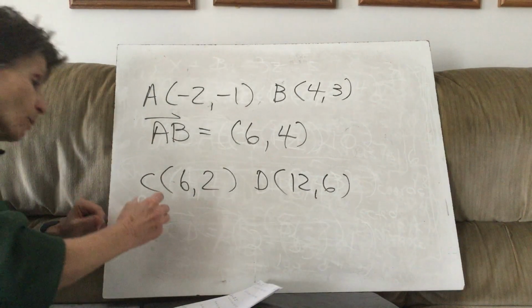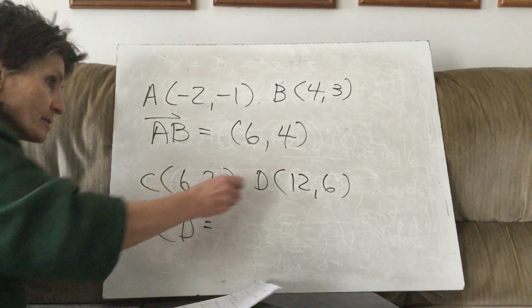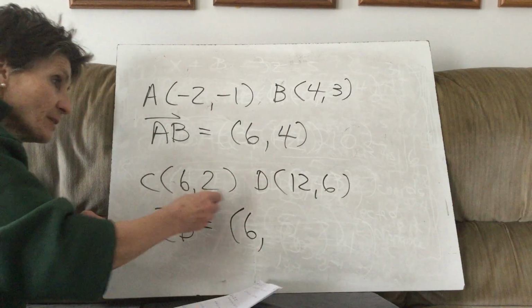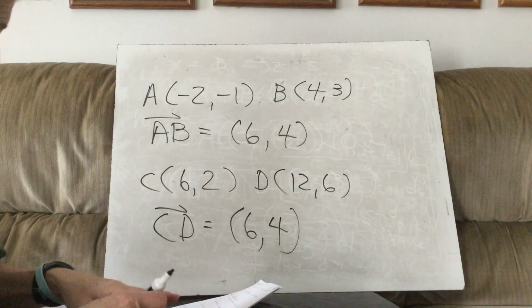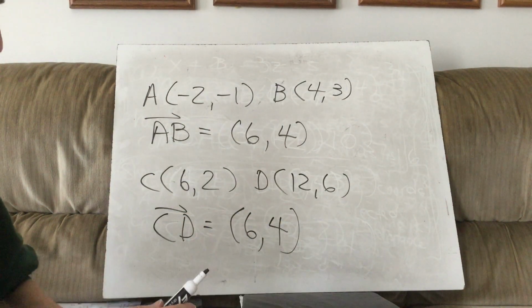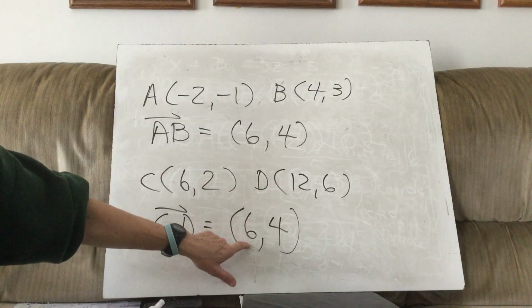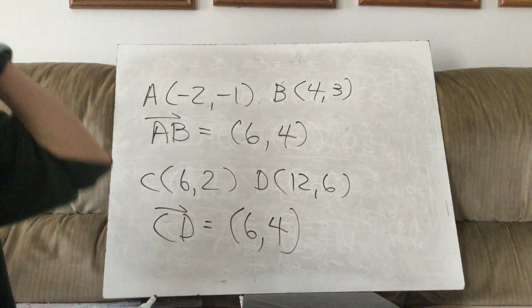Okay, now what about CD? 6 to 12, that's 6. And 2 to 6, that's 4. So yay, we have another set of equal vectors. 6 to 12, that's a difference of 6 steps. 2 to 6, that's 4.